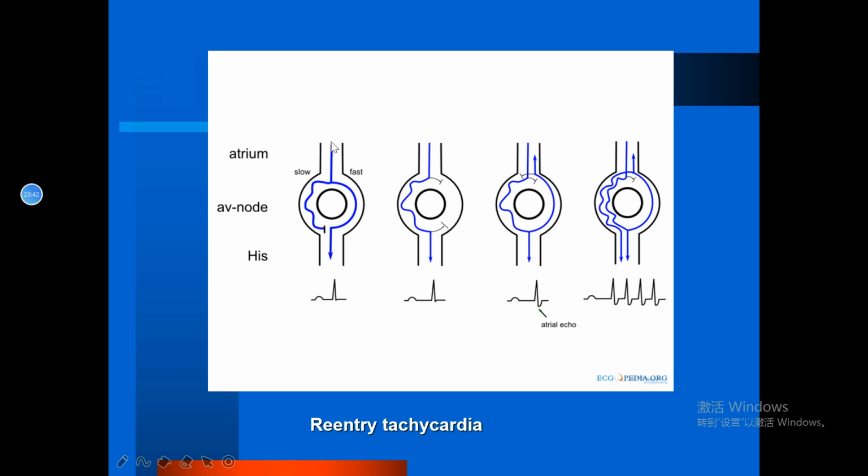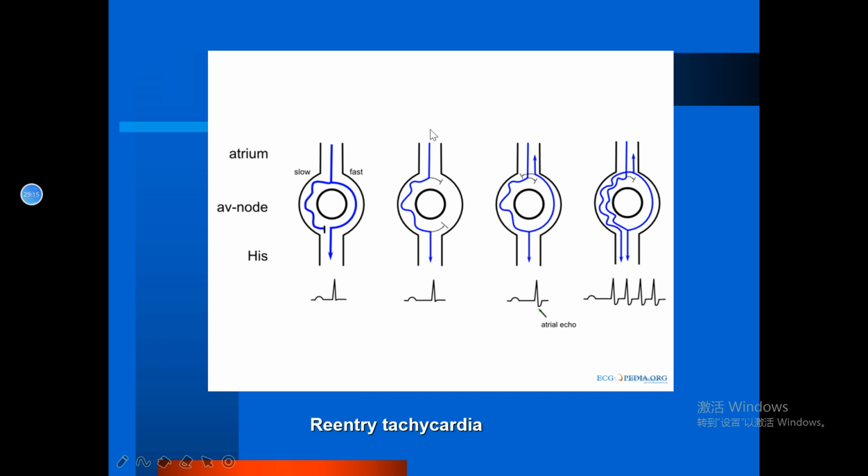Okay. So if a potential comes from the top to the bottom through the fast path of the AV node, it can produce a QS complex, right? Only one QS complex can be produced by this activity, because no potential can go back through this place, right? There is a unidirectional block here.